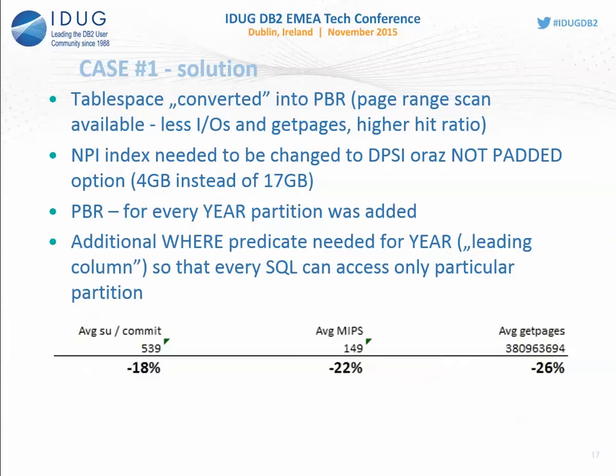So this SQL actually was okay in terms of SQL, in terms of coding, but since the index was so big, it didn't fit into the buffer pool. The non-leaf pages were not fitting into the buffer pool because the index was 17 gigabytes. So just trimming the index, changing to the not padded option helped a lot. And also adding the additional word predicate, which was also the question.